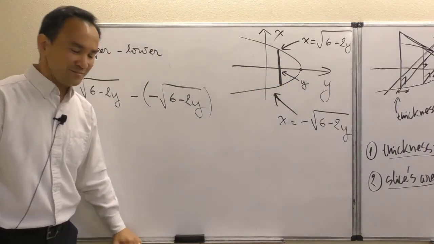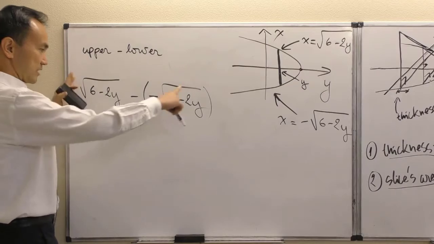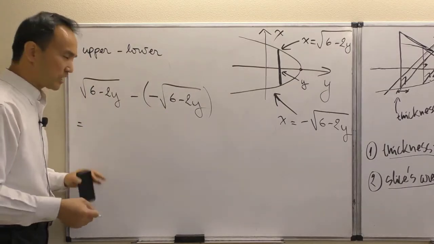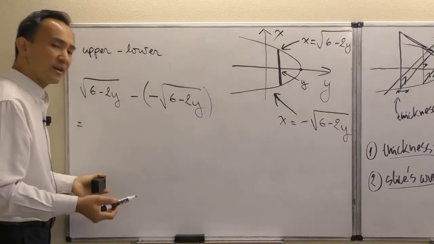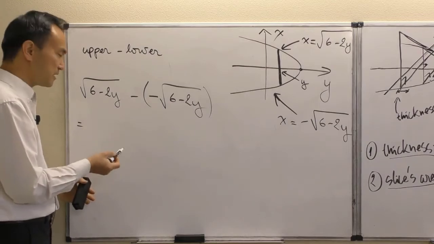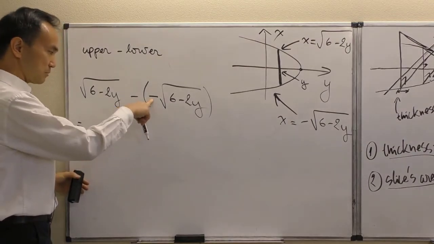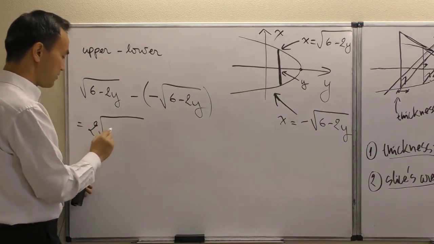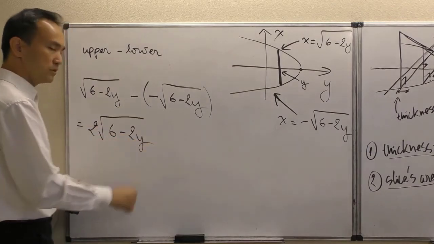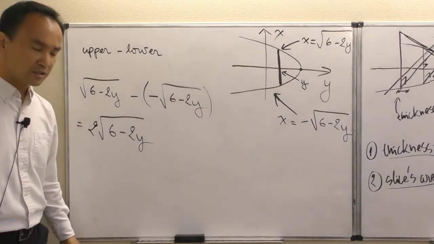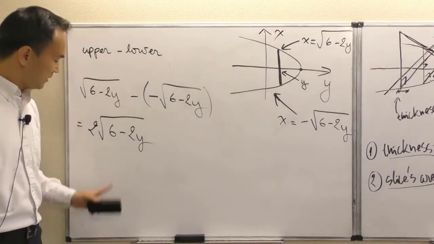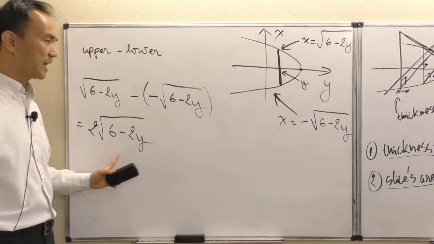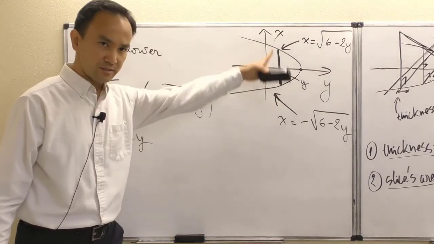Now simplifying this expression a little more, the length of each stripe will be determined by minus a negative, so it becomes a plus. So it's 2 times the square root of 6 minus 2y. This is the formula for getting the length of the base.